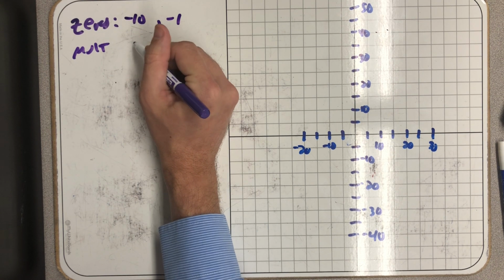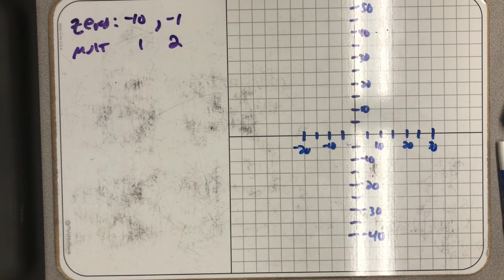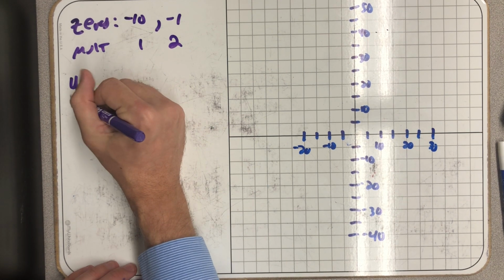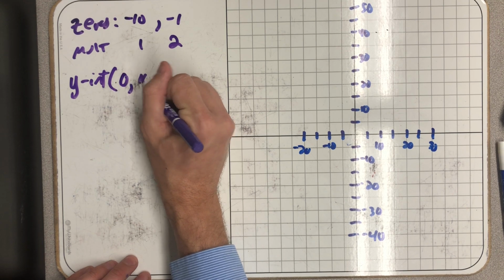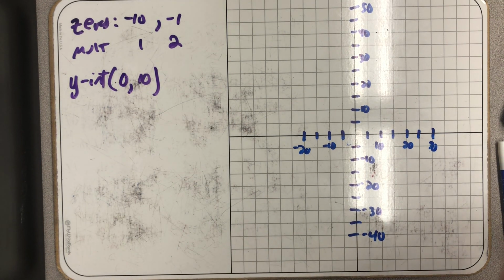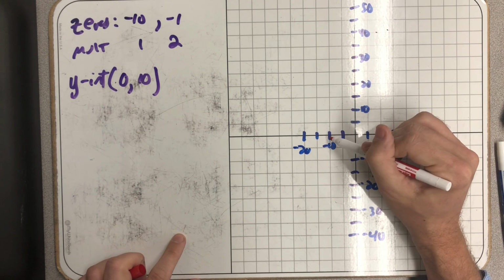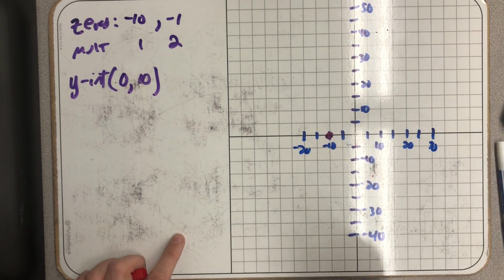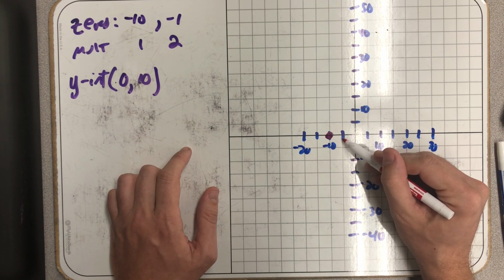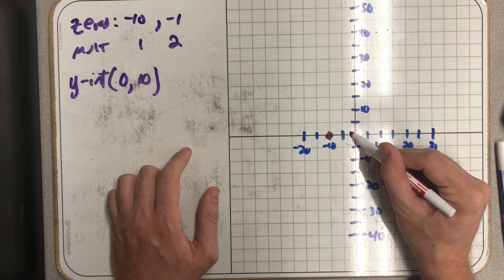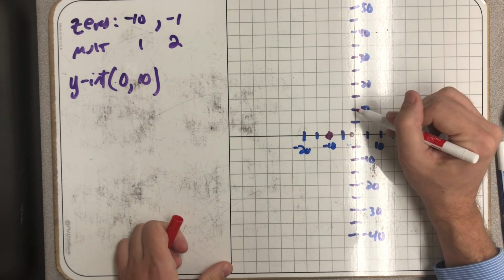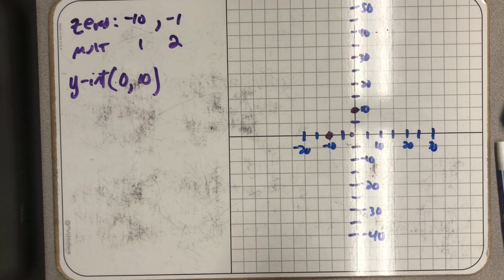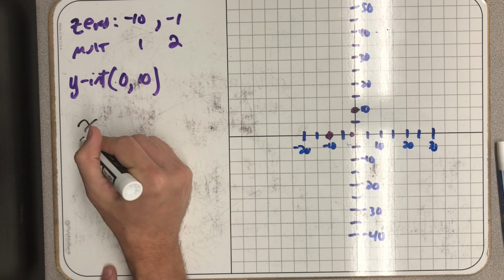and they have multiplicities of 1 and 2 respectively. My y-intercept is at the point (0, 10), so I could go on and plot these points. So minus 10 as a 0 means I have an x-intercept there, and minus 1, well, that would be minus 5, so minus 1 is real close to my x-axis, so I'm going to just place it right there, and then y-intercept at 10.